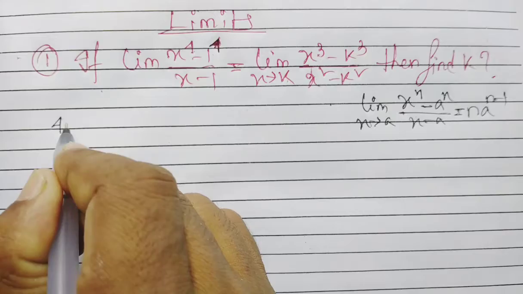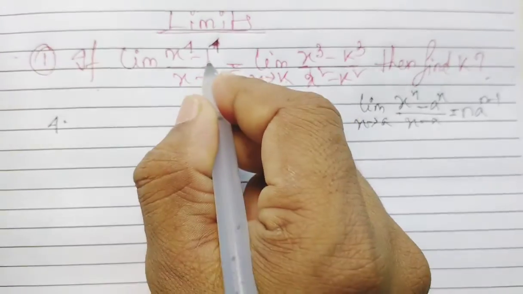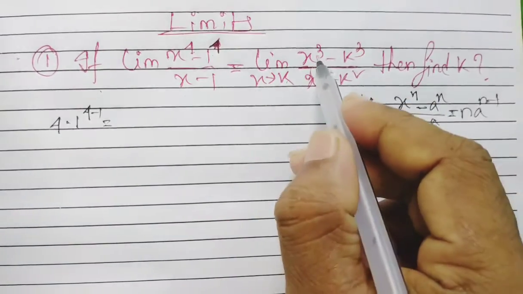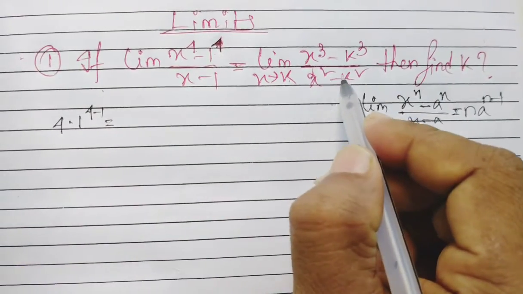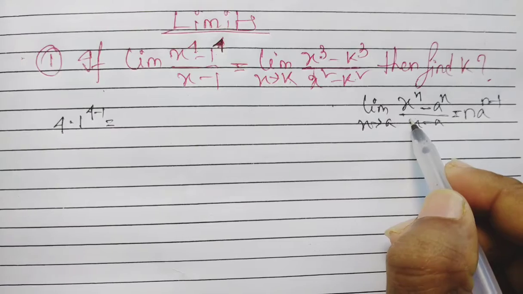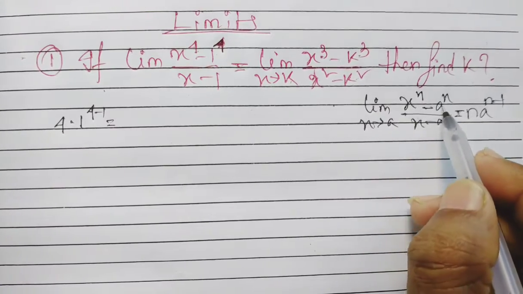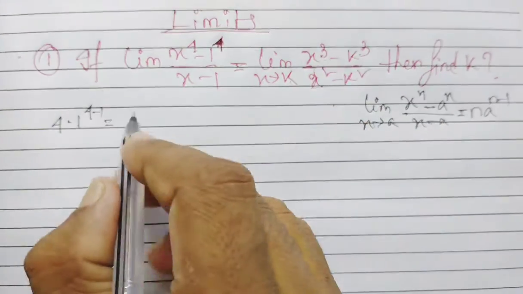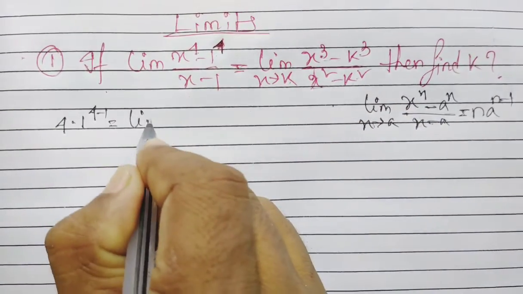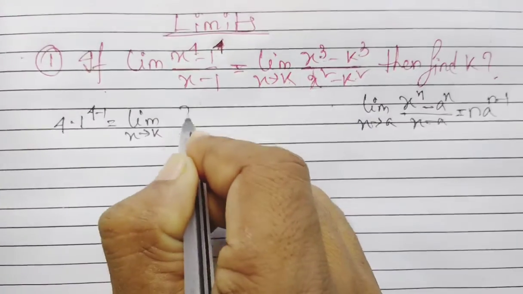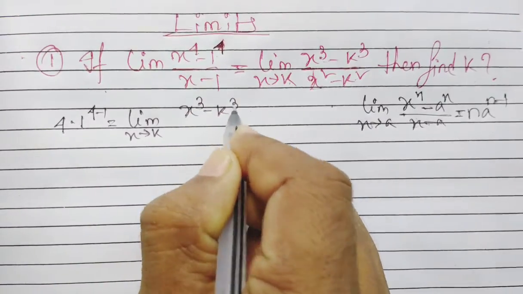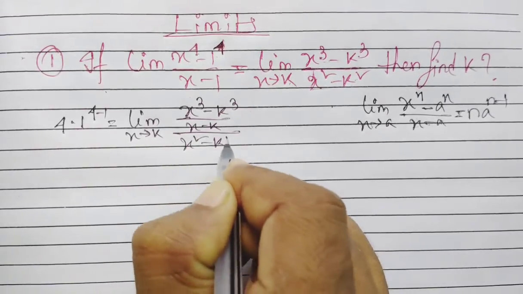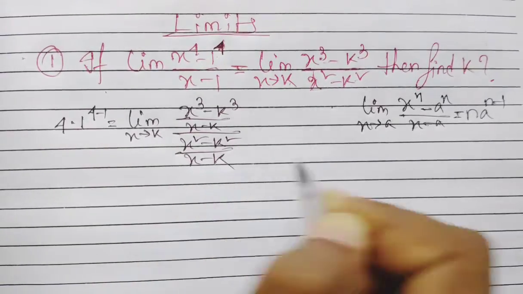So here n is equal to 4 and a is equal to 1, giving 4 into 1 to the power 4 minus 1. Now here x cube minus k cube and x square minus k square, but the denominator should be x minus a. So in this case we have to divide by x minus k, both numerator and denominator. So limit x tends to k, (x cube minus k cube) by (x minus k), and again (x square minus k square) by (x minus k).